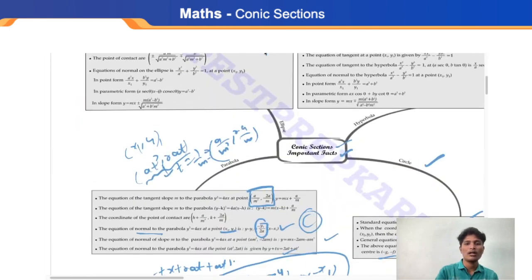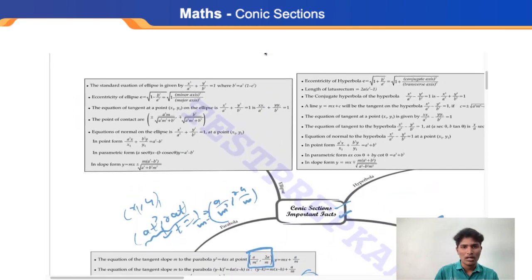And for the important facts also, the ellipse part, I have discussed this thing. This relation, this eccentricity relation for tangents, I have forgotten. The point of contact in the slope format I didn't discuss. The answer is plus or minus a square m by c comma minus or plus b square by c.